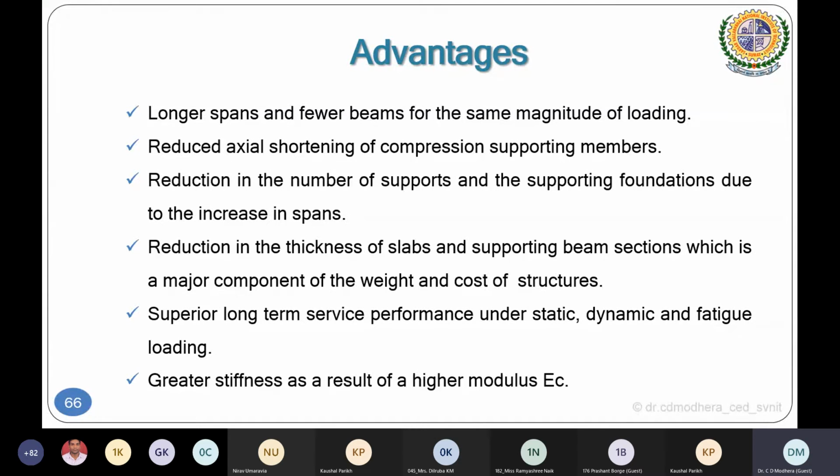Superior long-term service and performance under static and dynamic fatigue loading. Greater stiffness as a result of higher modulus of elasticity. So this is again EC, nothing but the modulus of elasticity of concrete. We usually assume the elasticity of concrete, for M20, by the general formula 5000 square root of fck. But that is very general. It will give a conservative value. So for higher strength, this may not work, right? So people are working to get a standard curve for high strength concrete.